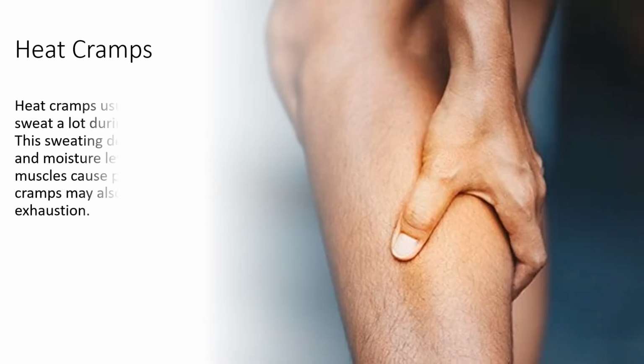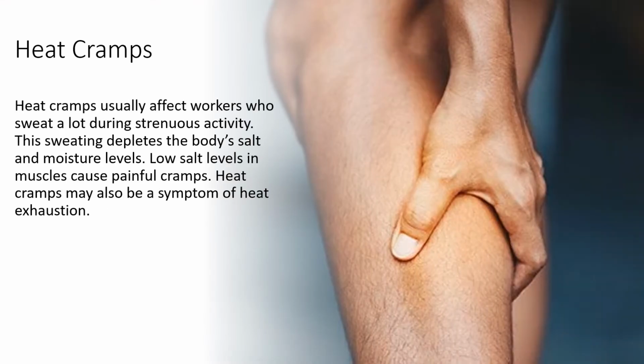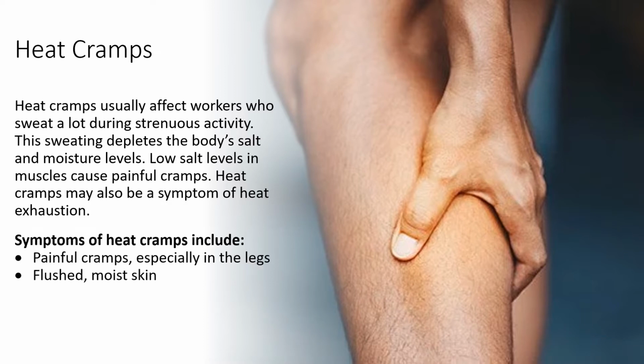Heat cramps. Heat cramps usually affect workers who sweat a lot during strenuous activity. This sweating depletes the body's salt and moisture levels. Low salt levels in muscles can cause painful cramps. Heat cramps may also be a symptom of heat exhaustion. Symptoms of heat cramps include painful cramps, especially in the legs, flushed, moist skin.